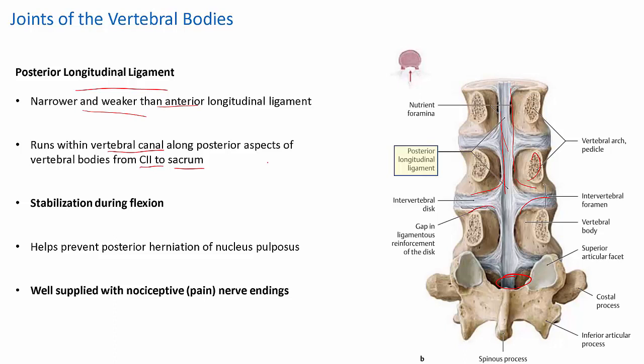So this is going to provide stabilization during flexion. As you flex the vertebral column, you can imagine these ligaments being stretched, and that's going to provide us with that support and stabilization. One important thing to keep in mind is that because it's on the back of the intervertebral disc right here, it can help provide support and prevent herniation of the nucleus pulposus. It kind of holds that nucleus pulposus within there.